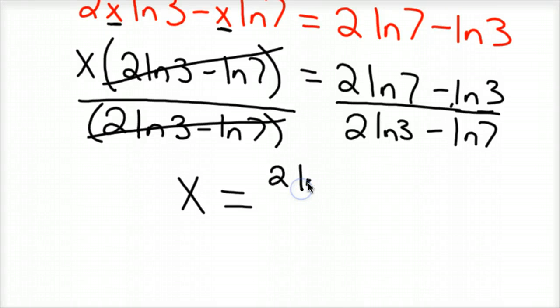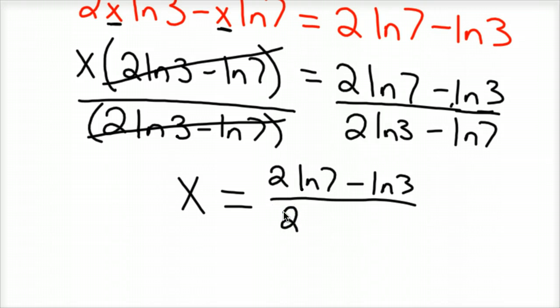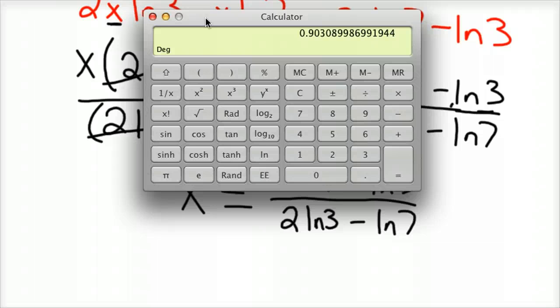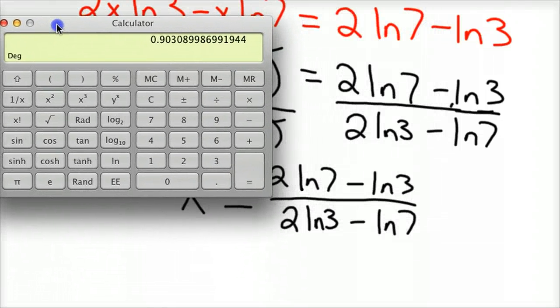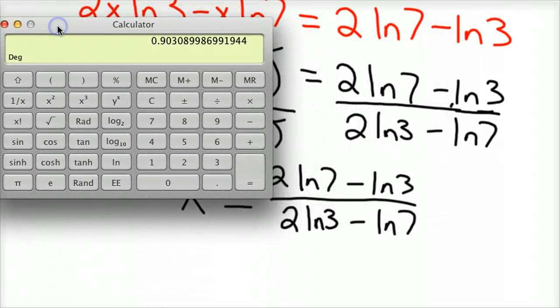2 times the natural log of 7 minus the natural log of 3, all divided by 2 times the natural log of 3 minus the natural log of 7. So at this point, we need to get a calculator out and approximate that answer. I'm going to do the top and get an approximation, then do the bottom and then divide them. We could probably plug the whole thing in and see what happens.